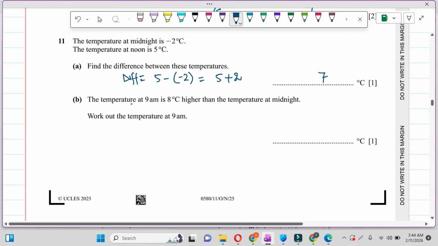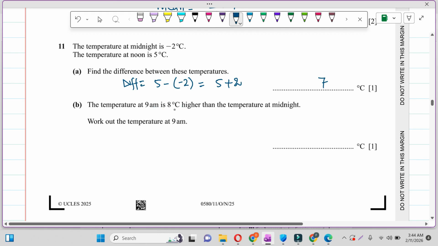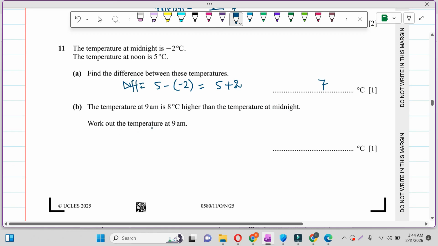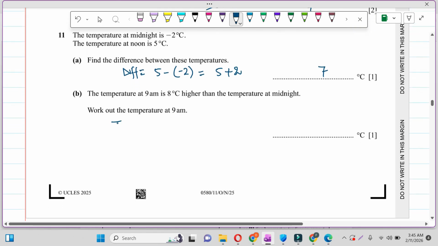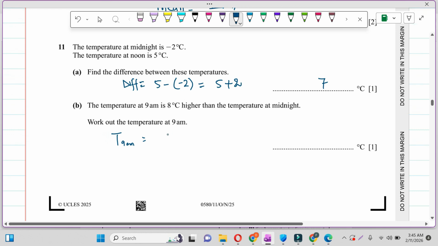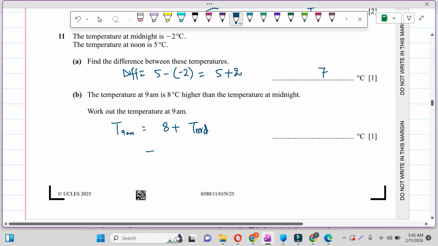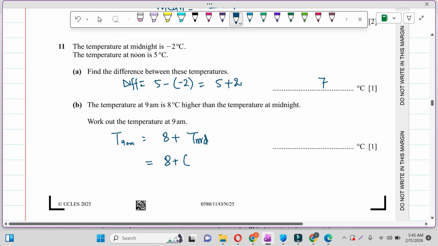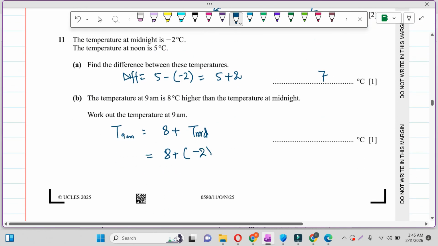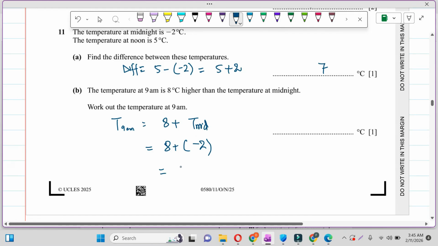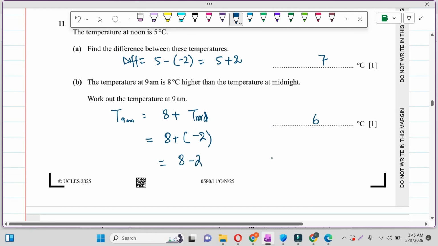Okay, part B. The temperature at 9 a.m. is 8 centigrade higher than the temperature at midnight. Okay, work out the temperature at 9 a.m. The temperature at 9 a.m. is equal to 8 higher. So we will add 8 to the temperature at midnight. So we have 8 plus the temperature at midnight, which is negative 2. So this one is equal to 8 minus 2, which is equal to 6 centigrade.